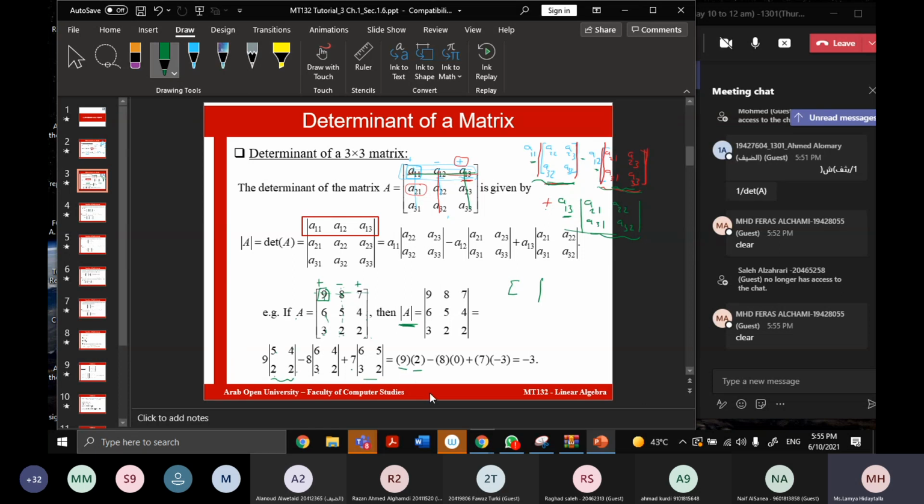So 9 times 2, and so on. Do the calculation, and then you get the number. So the determinant of the matrix gives you a real value, okay, like that, a scalar.